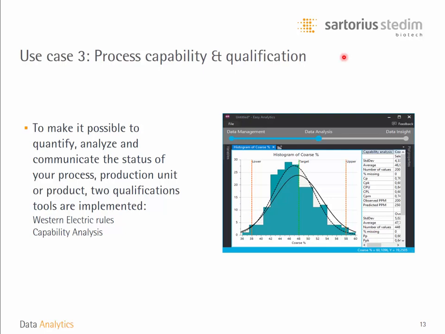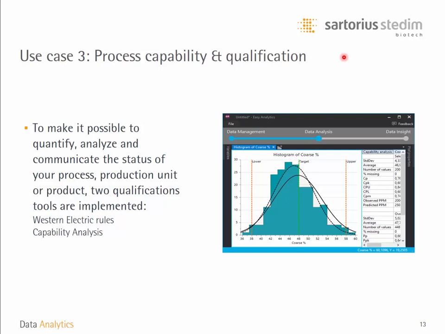In addition to the Western Electric rules, we have also implemented some other indices, the CP and CPK and PP and PPK indices, which relate to process capability and process performance. And briefly, you can say that CPK, the process capability index, is a number which measures how close a process is running to its specification limits relative to the natural variability of the process. And the larger the index, the more capable the process.